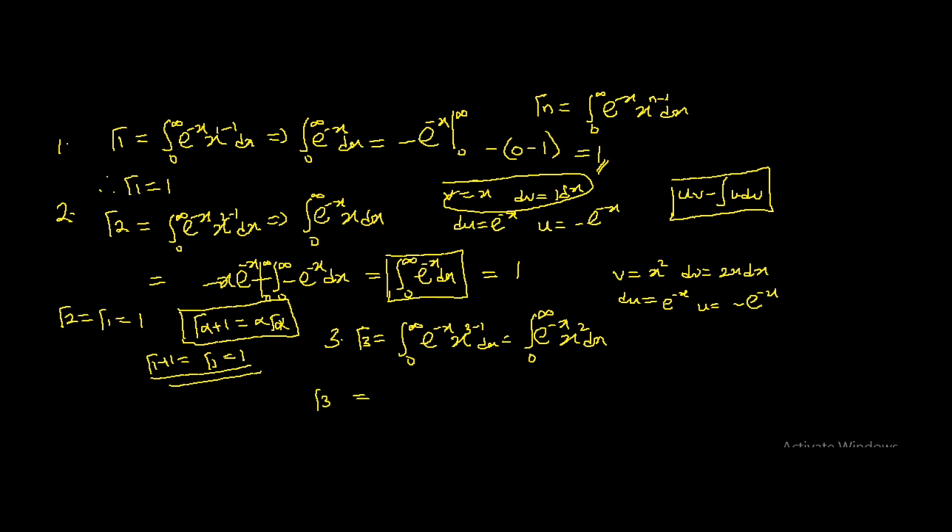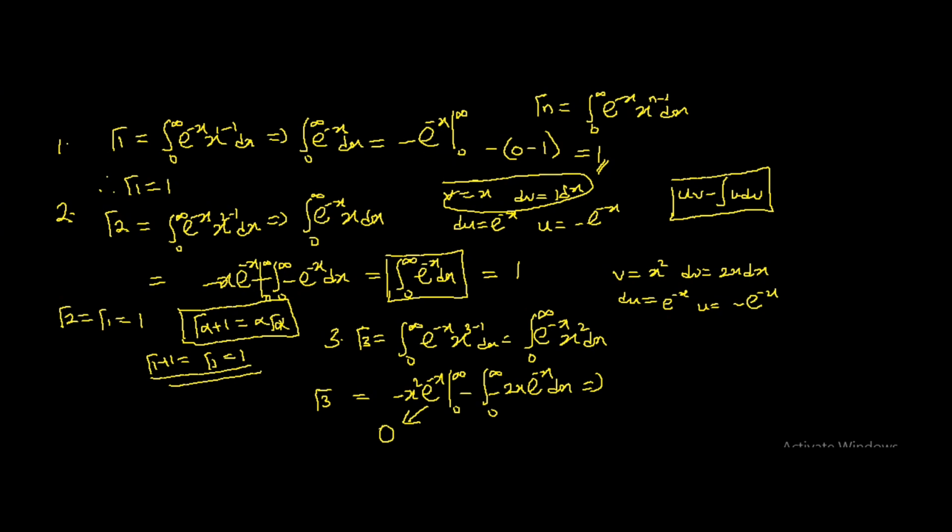So gamma 3 will be equal to uv, now you are going to have minus x squared exponential minus x from 0 to infinity, minus the integral from 0 to infinity of u dv. This is our u, this is our dv. So this is minus 2x exponential minus x dx. Of course, you know the boundary term will still give us 0. So this will go to 0. So let's solve this from here.